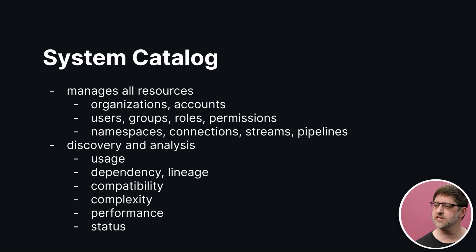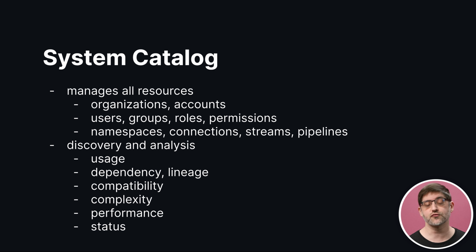The system catalog is a generic term that we use for all of the definitions of objects and the management of those, what we call resources. So organizations and accounts, like your company name, and then all the different teams or business units within the company, users, groups, roles, things like that. And then, again, the bread and butter resources, which are namespaces, connections, the streams, and the pipelines that I described earlier.